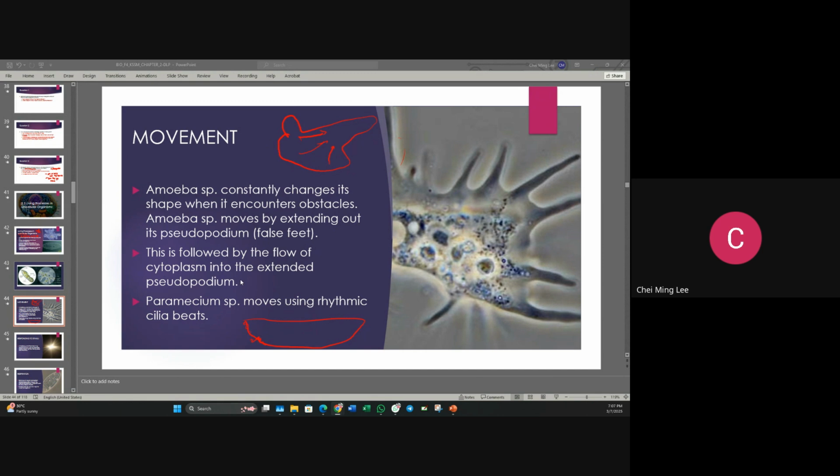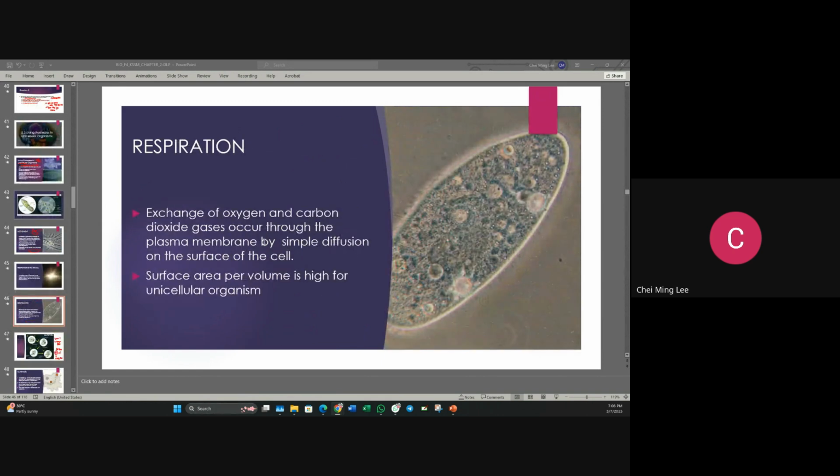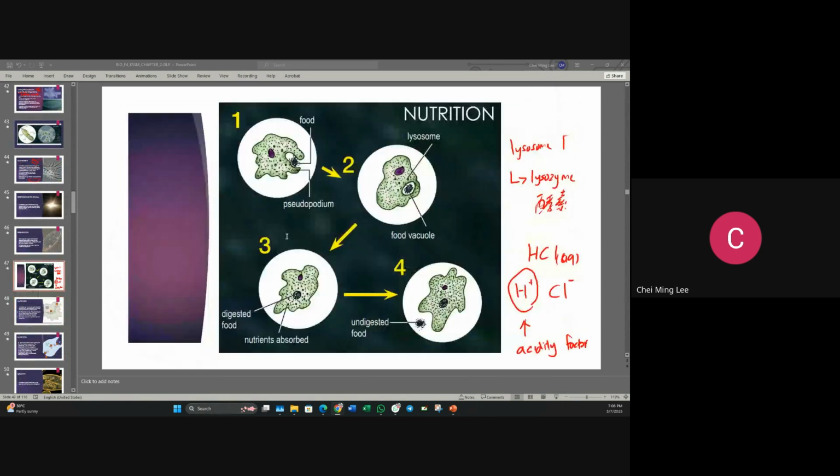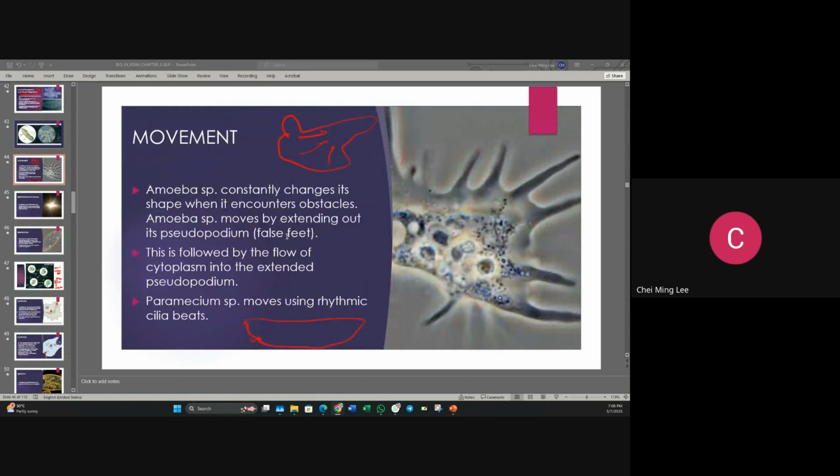Yes, they can move. Later, I will show you how this actually looks, how they actually move. Okay, so jot this down.